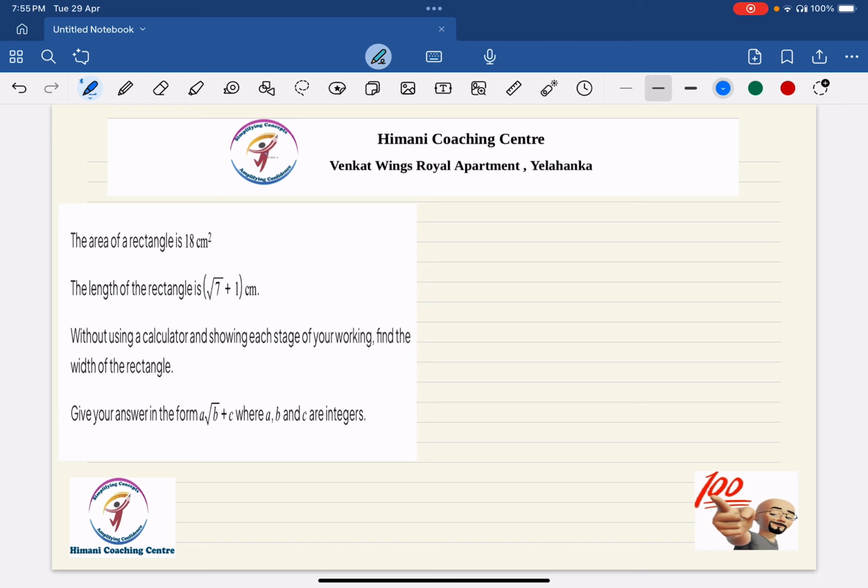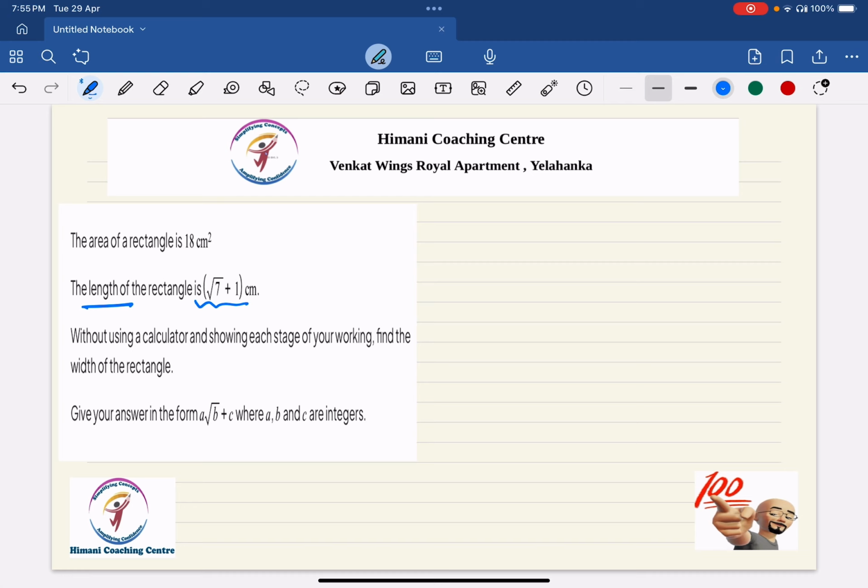It says the area of a rectangle is 18 centimeters square. Length of the rectangle is root 7 plus 1. Without using a calculator and showing each stage of your working, find the width of the rectangle, and the answer is to be given in the form of a root b plus c.